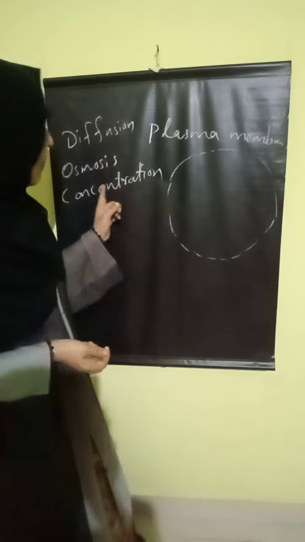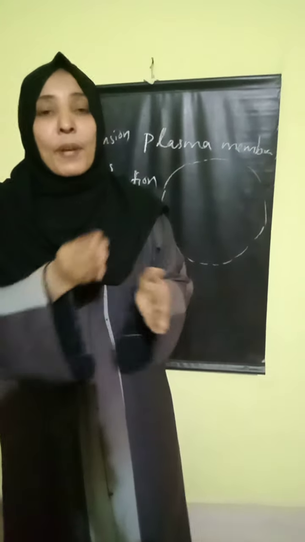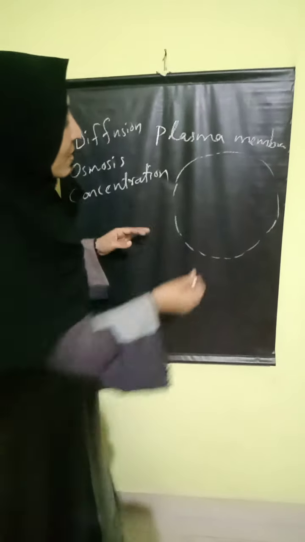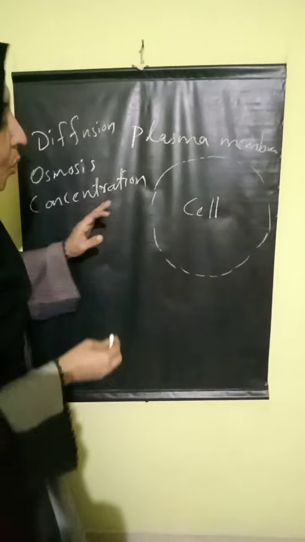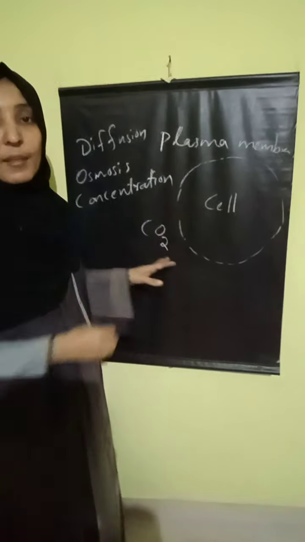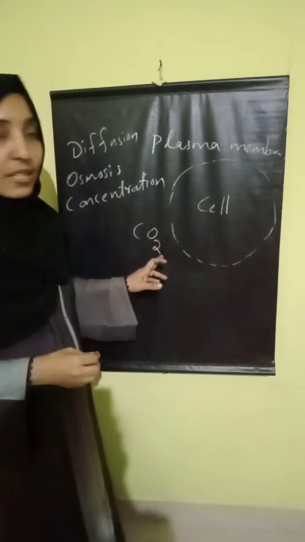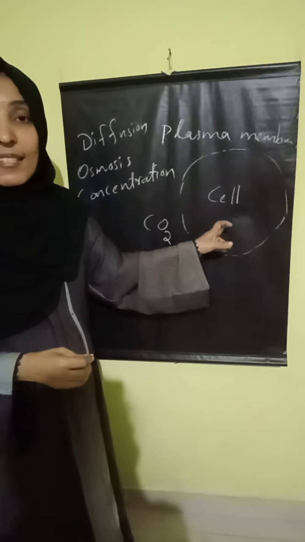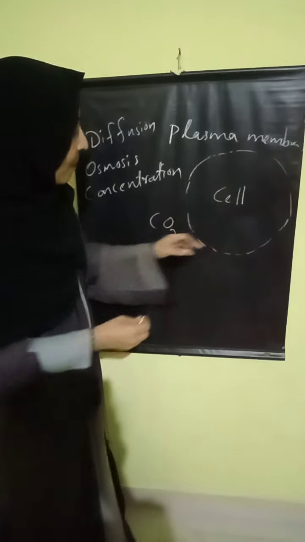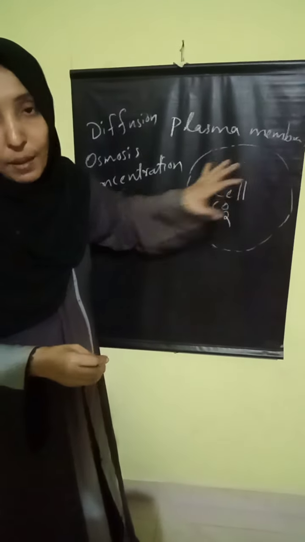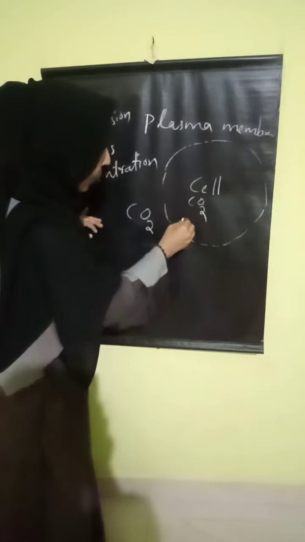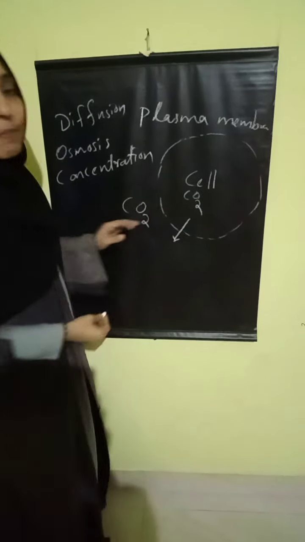Okay, did you get an idea what this concentration is now? So diffusion means the transport of materials from high concentration to low concentration. Suppose this is the inside of the cell and this is the plasma membrane. Carbon dioxide is a gas. If the concentration of carbon dioxide molecules inside the cell is very high, then what will happen? From this area with the high concentration of carbon dioxide, the carbon dioxide may automatically come out.